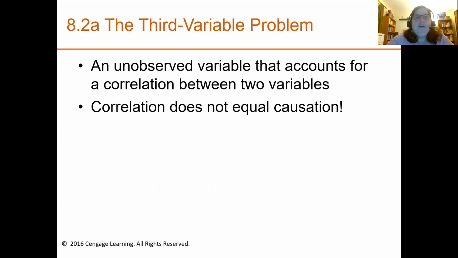So what's the third variable problem? Well, an unobserved variable that accounts for a correlation between two variables. And we've talked about this third variable problem before. And this basically is showing that correlation does not equal causation, because if it's just something else that's accounting for it, well, then that's not it.